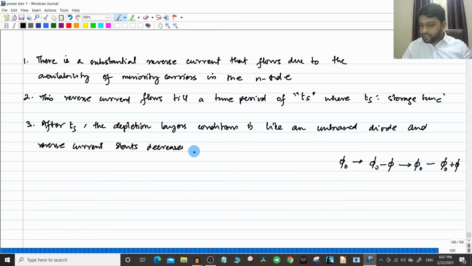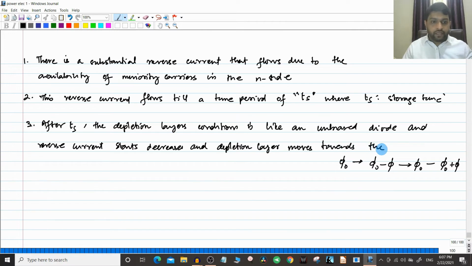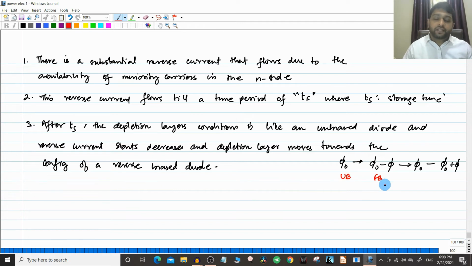And the reverse current starts decreasing, and the depletion layer moves towards the configuration of a reverse biased diode, right? So here you have the unbiased condition. This is the forward bias condition. At this instant you are applying a reverse bias. So again it will go to the unbiased condition, then finally it will become the reverse bias condition.